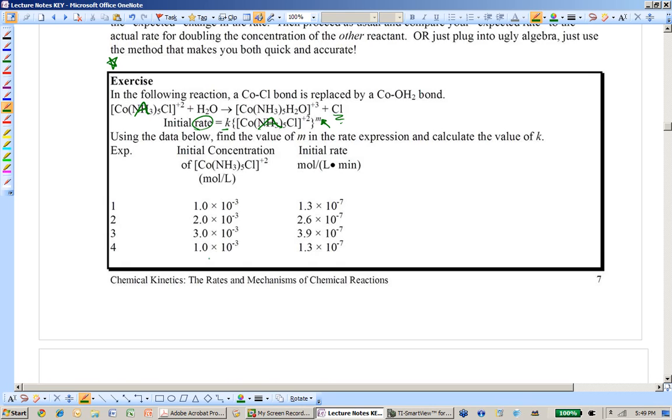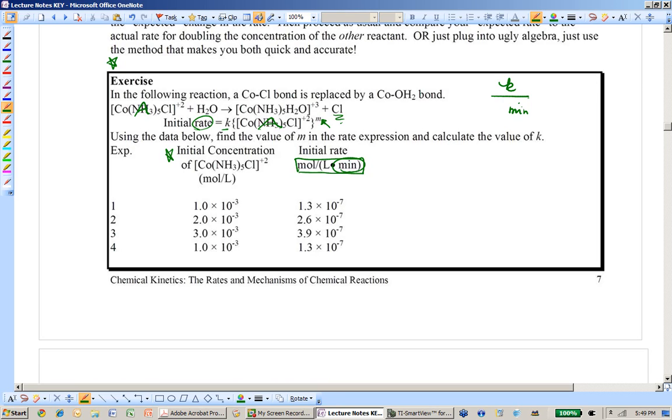So I've got initial concentrations on this side, right here, and I have rates over here. Note the units on the rates. They're molarity per minute. So my K value has got to carry the minute, and then it's a matter of how many other molarities it carries.